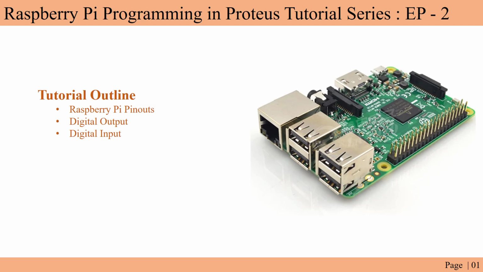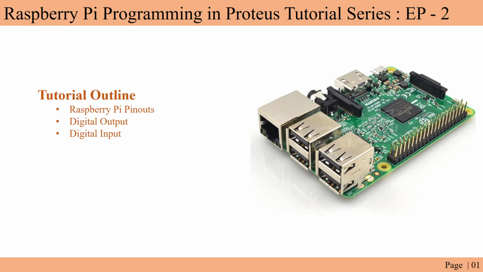So, in our last tutorial, we saw how we can set up the Raspberry Pi programming environment in Proteus and run a simple code on it. In this tutorial, we'll get into the real programming. We'll see the pinouts of the Raspberry Pi board, how we can generate a digital output, and how we can read digital inputs using the Raspberry Pi.